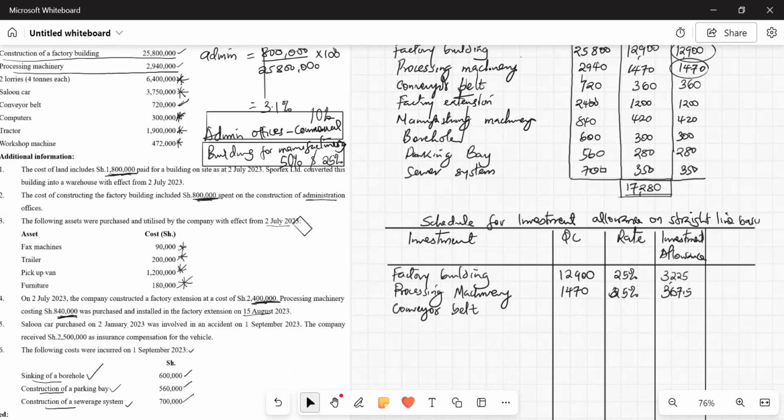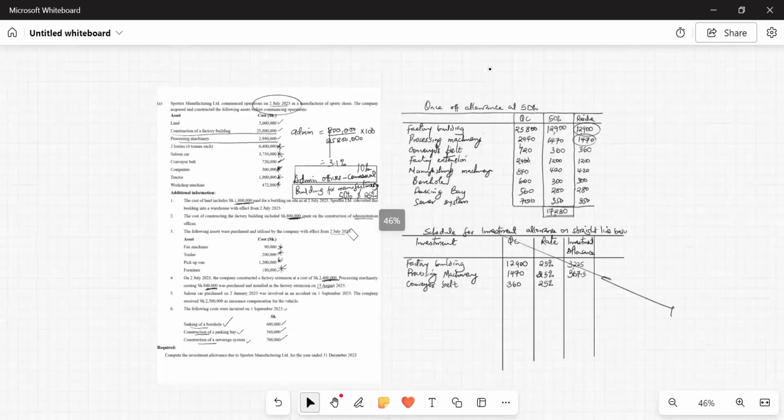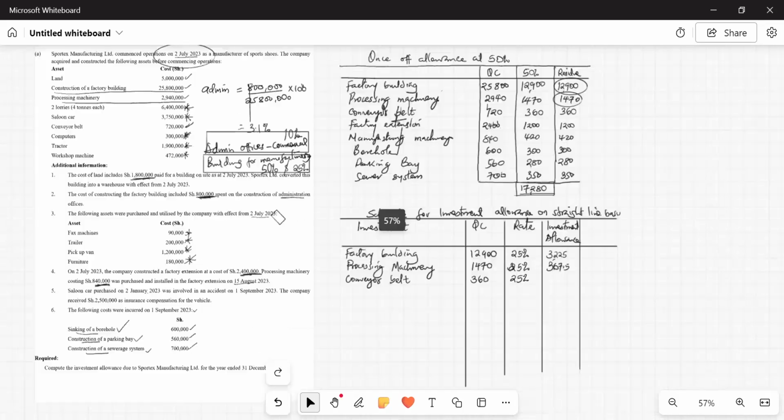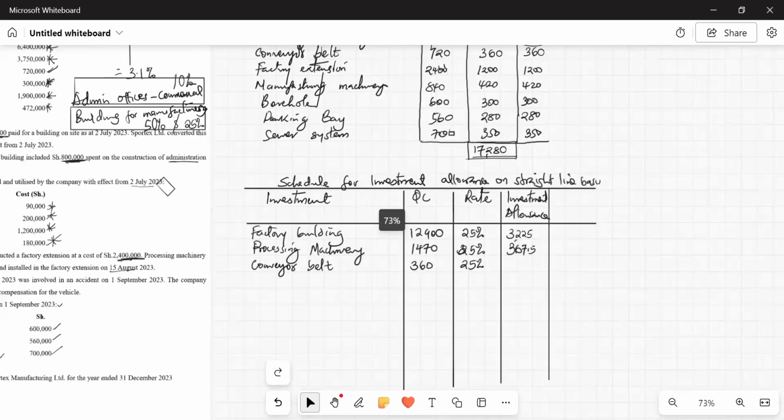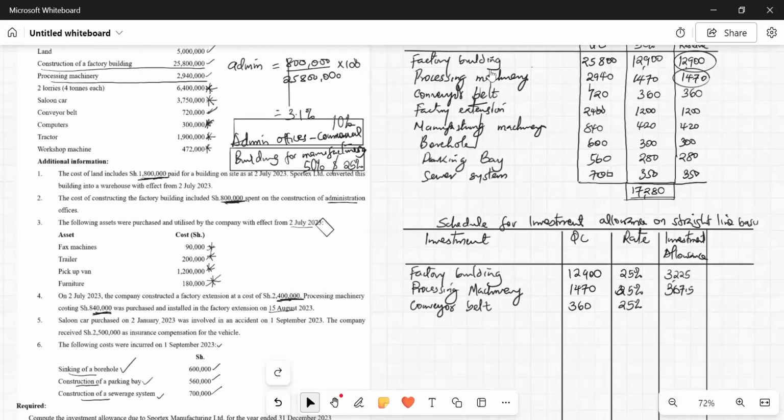Conveyor belt. The amount there is 360. That is the qualifying cost. Calculate 25% of that. Of 360 is 90. That is 90, isn't it?